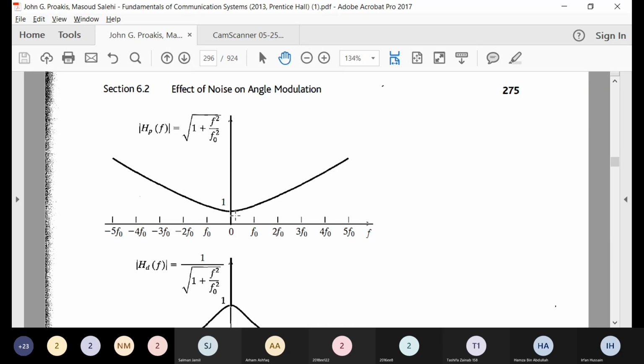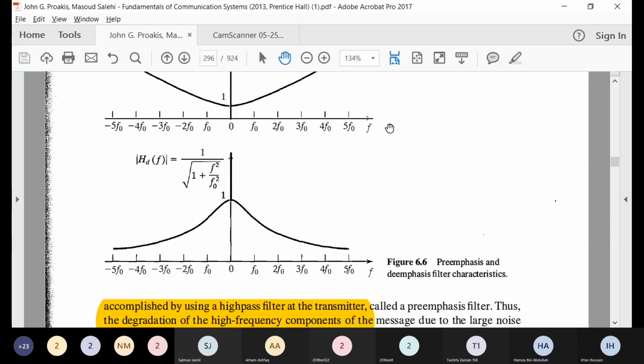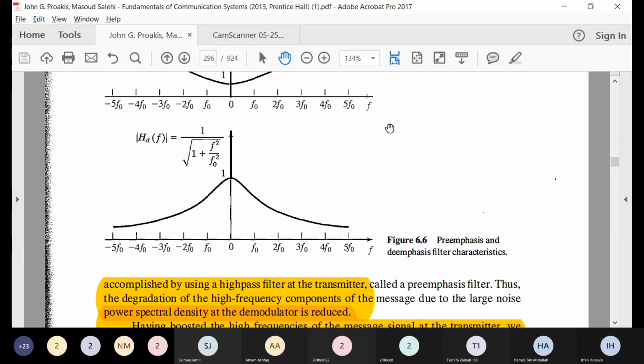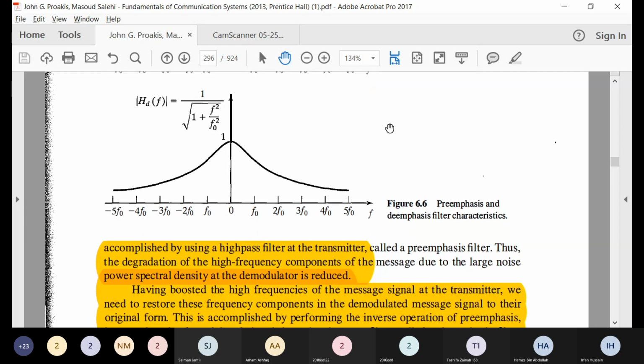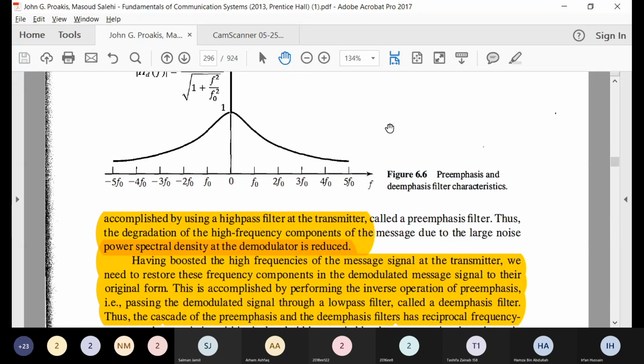You can see pre-emphasis, you are increasing the signal amplitude. For greater frequencies, we have greater signal amplitude. In other words, you can say this is a high pass filter. This is called the pre-emphasis filter. Thus, what will happen is that the message signal will have greater power, and the degradation will be reduced.